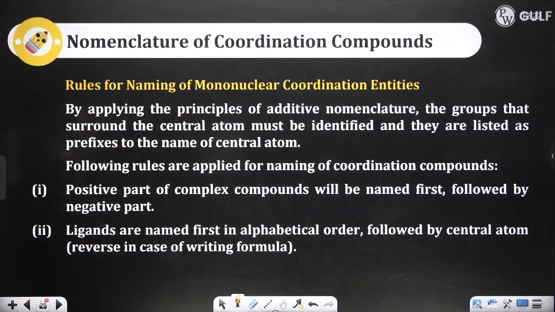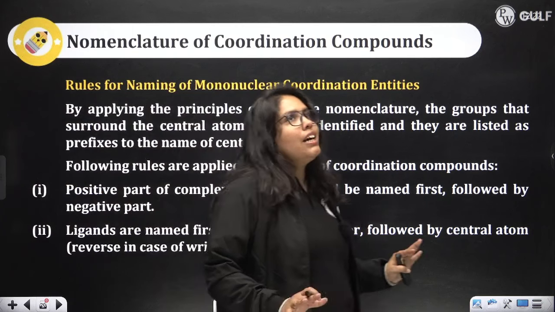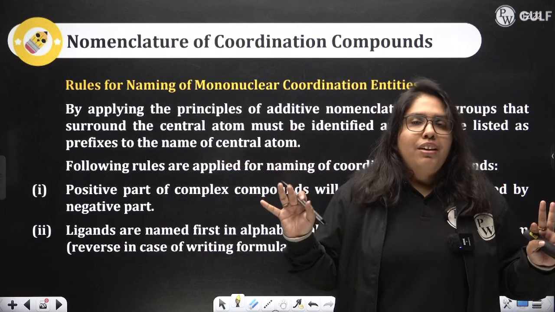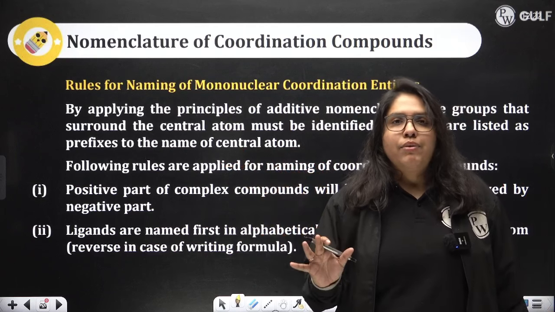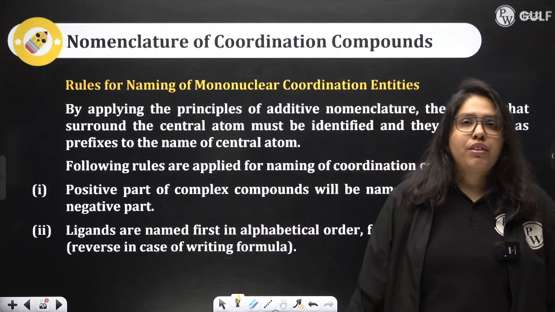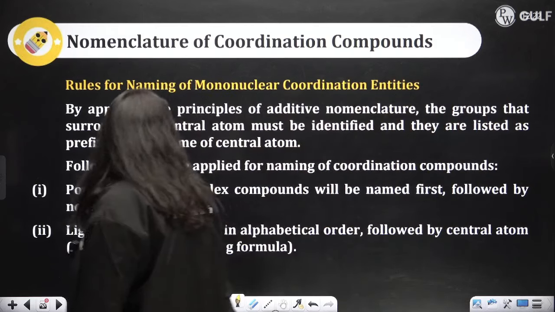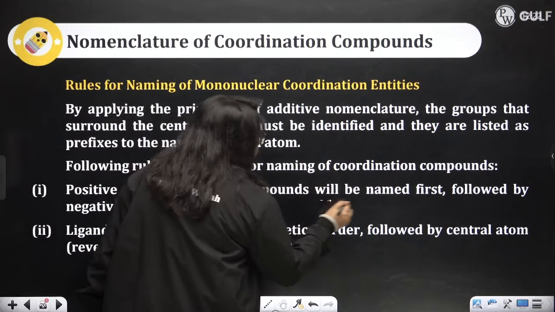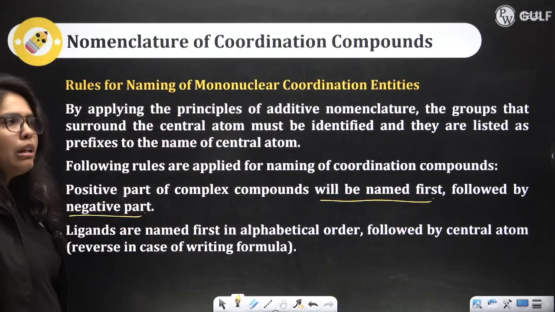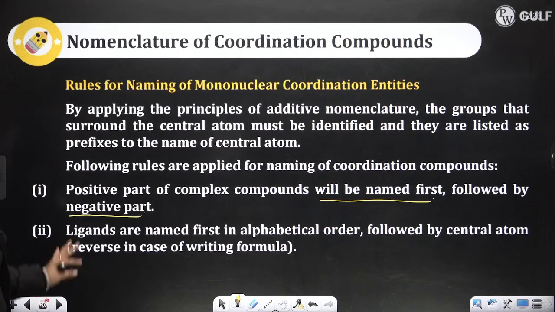Okay. So additive nomenclature, principles of additive nomenclature is applied over here. Now, what are the rules? First things first, there is something that you have always learned, that is the positive entity comes first, the negative entity comes later. We always name the positive entity first, then the negative entity. For example, sodium chloride, calcium sulfate. So the positive part of the complex compound will be named first, followed by the negative part. Always. As simple as that. Right?